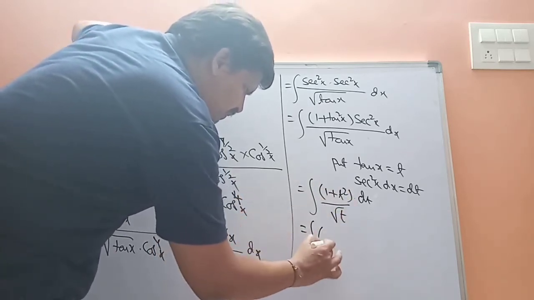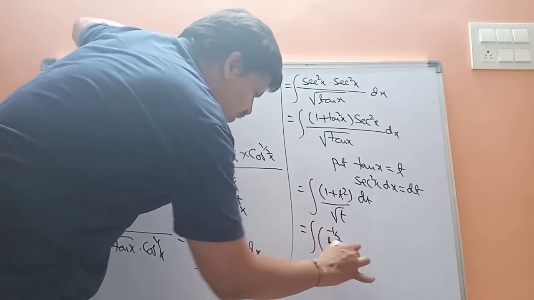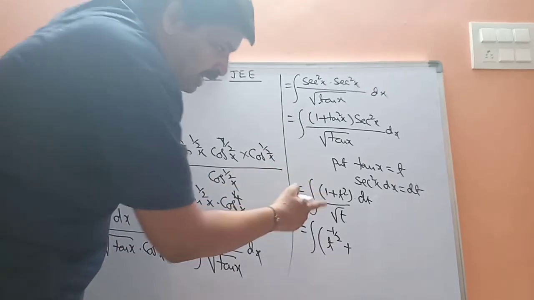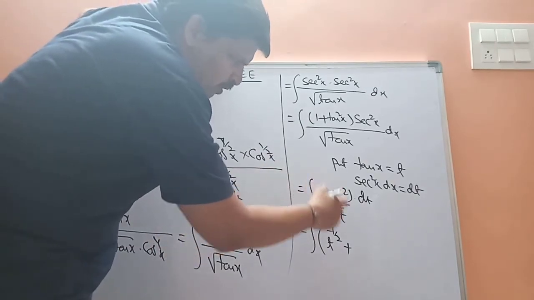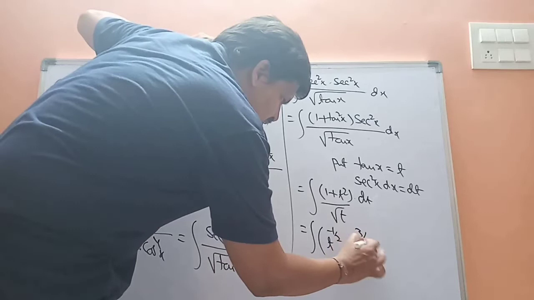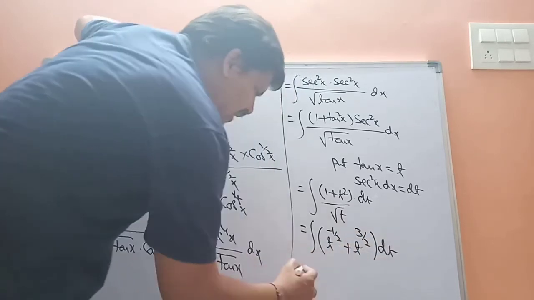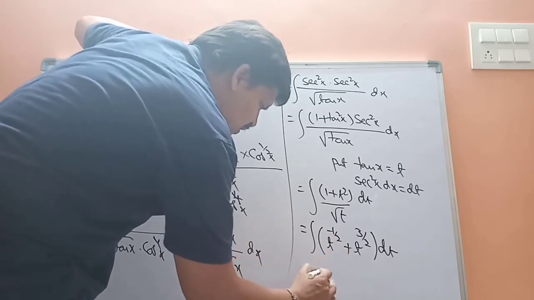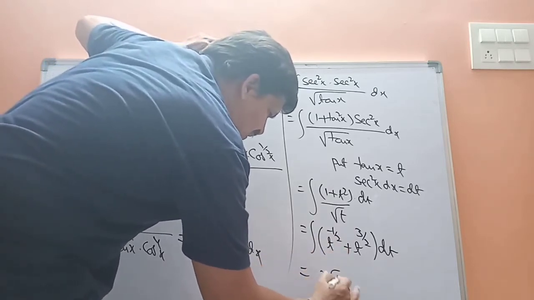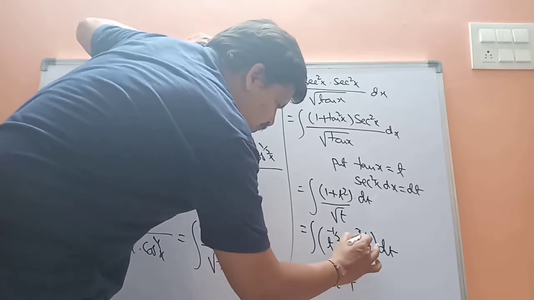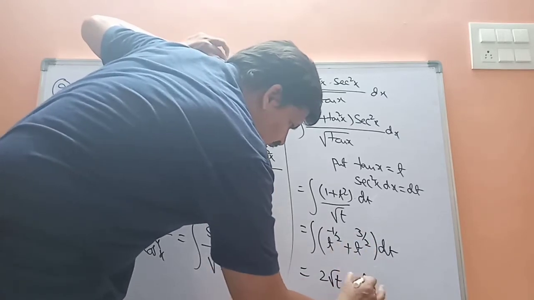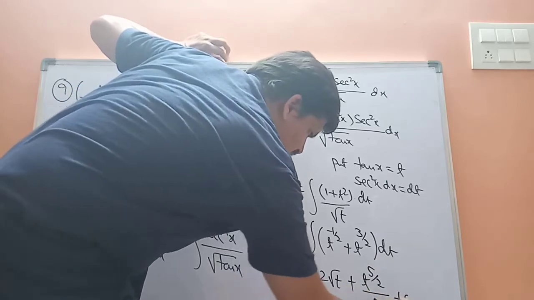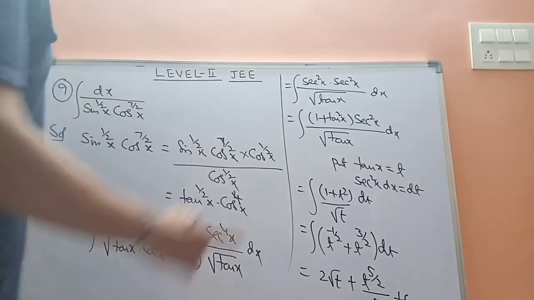So 1 by root t is t to the power of minus half, plus t square by root t, that is t to the power of 3 by 2, dt. Now do the integration. T to the power of minus half plus 1 by minus half plus 1 means 2 root t, that value is 2 root t, plus t to the power of 5 by 2 by 5 by 2, plus c. Okay, got it? So that is the value.